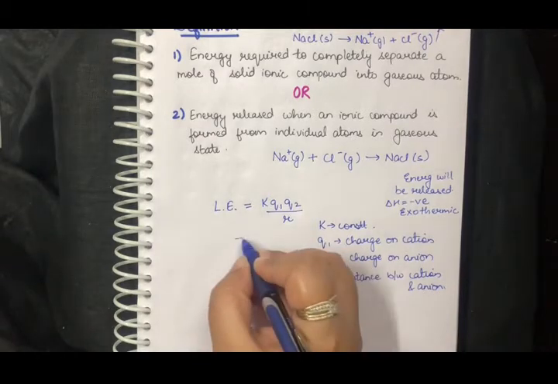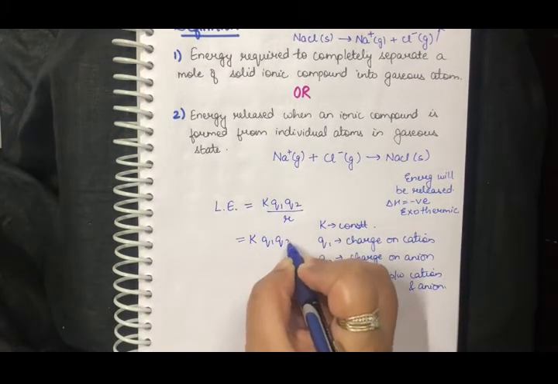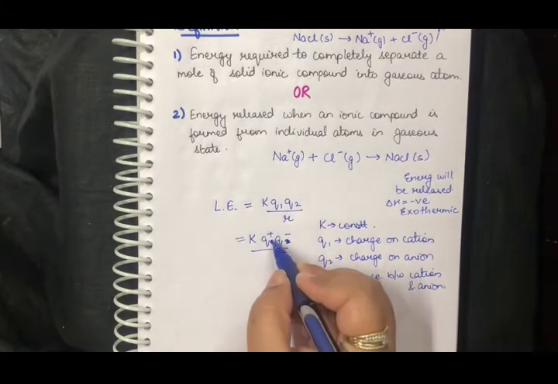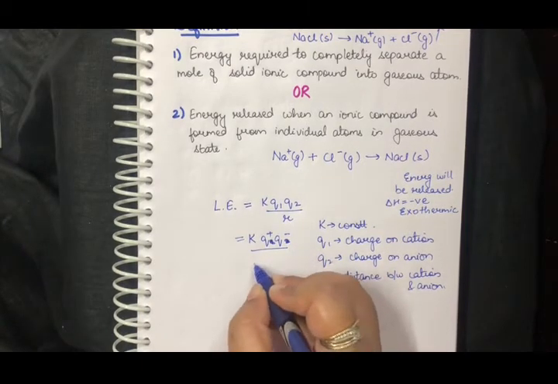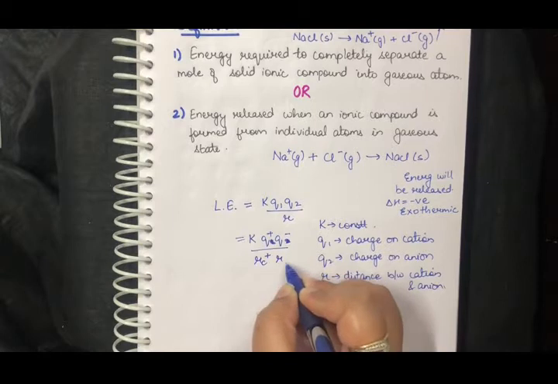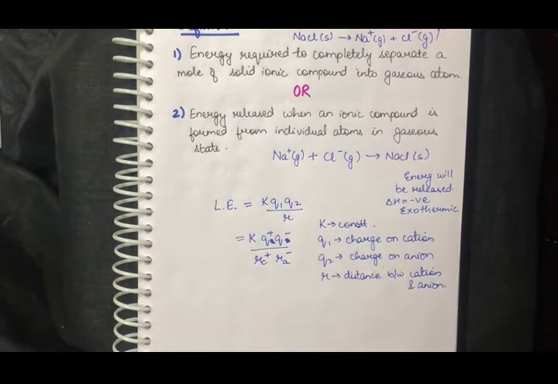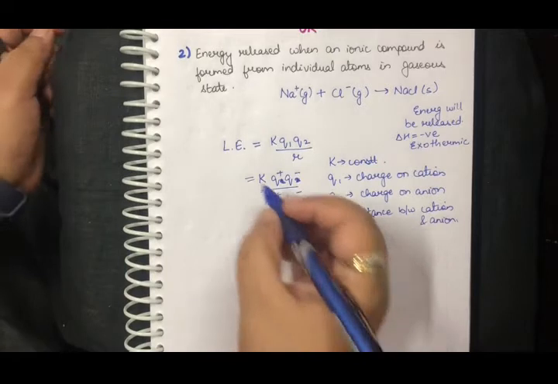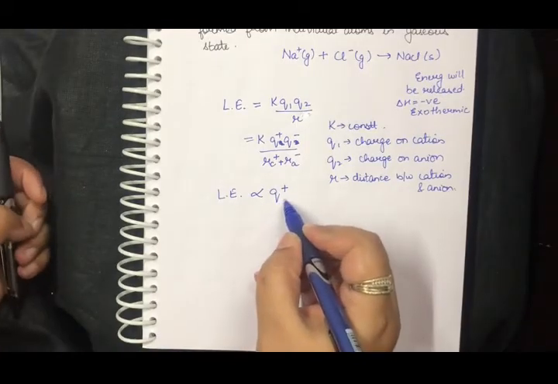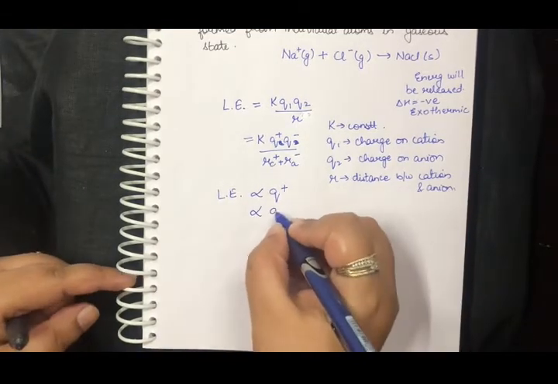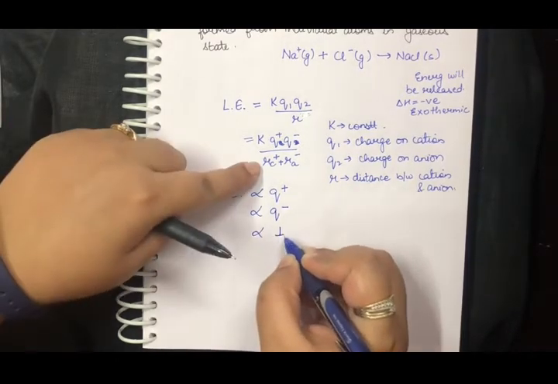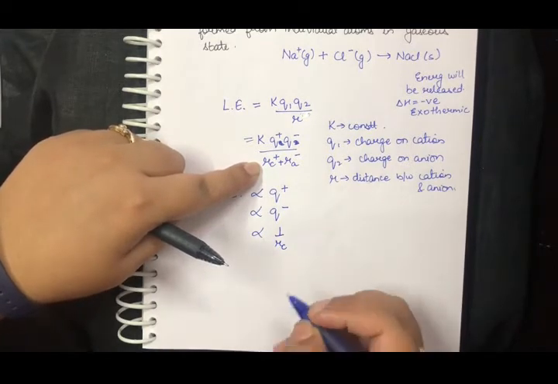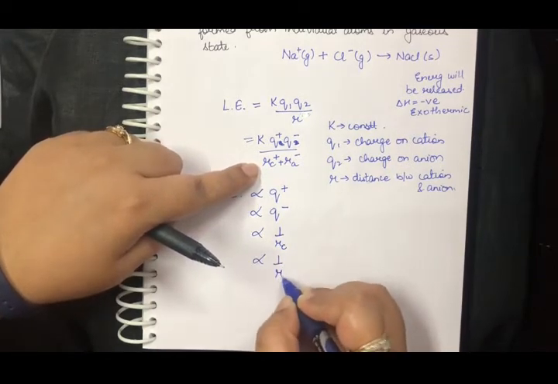Now if I break it, it can be written as K Q1 Q2, or I will say Q plus and Q minus. Q plus is the charge on the cation, Q minus is the charge on the anion, divided by the radius of the cation and the radius of the anion. So the lattice energy is directly proportional to Q plus. It is also directly proportional to Q minus, the charge on the anion. It is inversely proportional to the radius of the cation and inversely proportional to the radius of the anion.